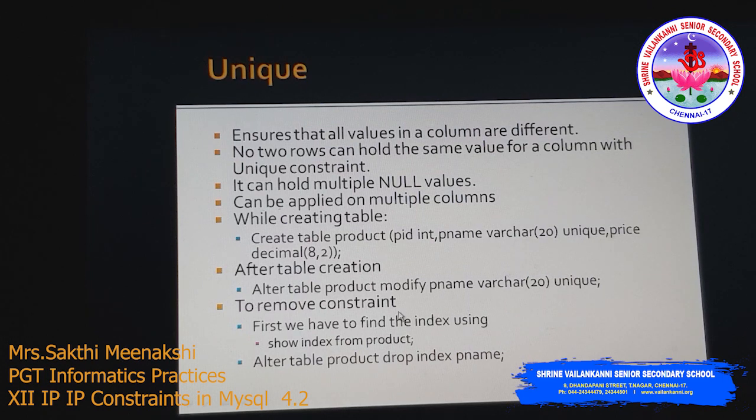Now, how to remove the constraint? In removing the constraint, we have to find the index first. So we cannot directly remove the unique constraint as we have done for the not null constraint, right? First, you have to fetch the index of that unique field. To fetch that, we have the command called show index from the table name. For example, if the product table, then you have to give show index from that one. This will return the index of the particular field. After this command, you have to use alter table product drop index, that particular index, whatever index it returns from here, to remove the unique constraint.